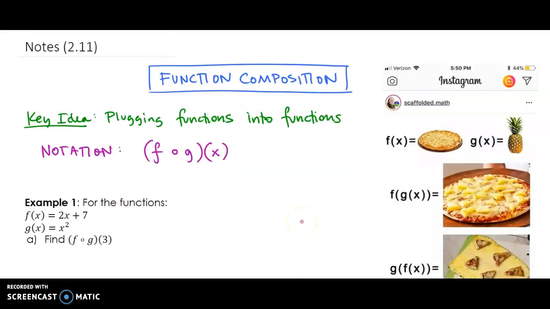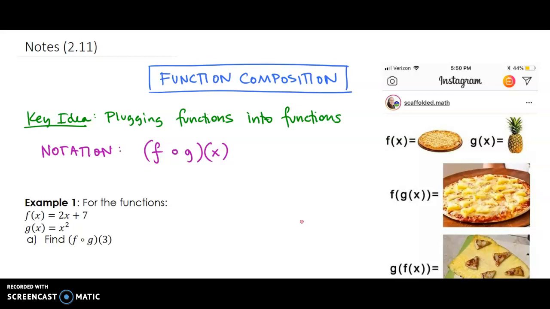Great, now that we've gotten our warm-up in, we can go ahead and move on to our notes today over function composition. I'll give us a second to write this down, but the key idea with function composition is that instead of just saying, hey, what's f of 3, right, just plugging some number into a function, I'm actually plugging functions into functions. And there are two types of ways that we can write that with notation.